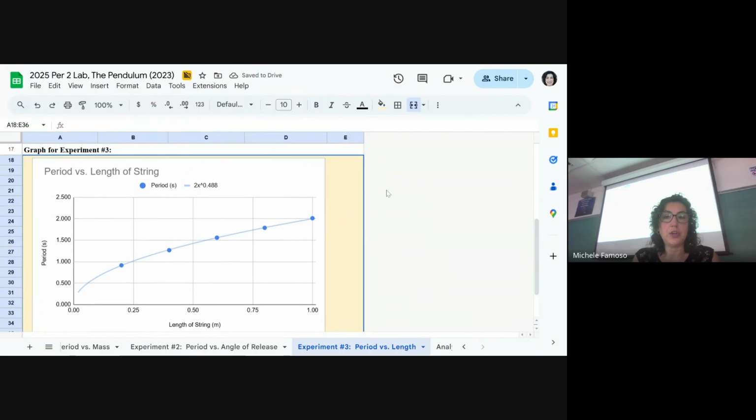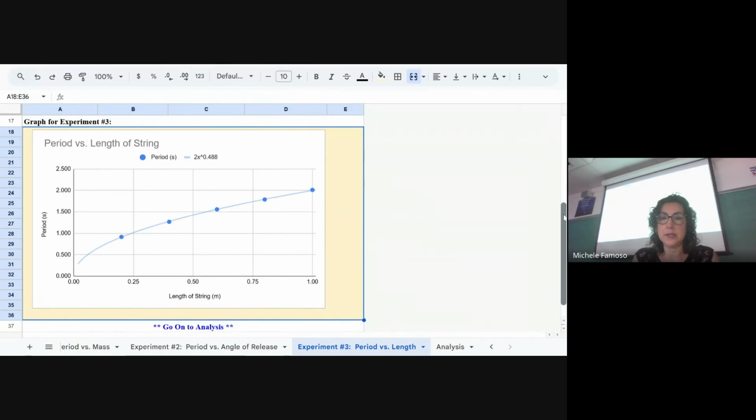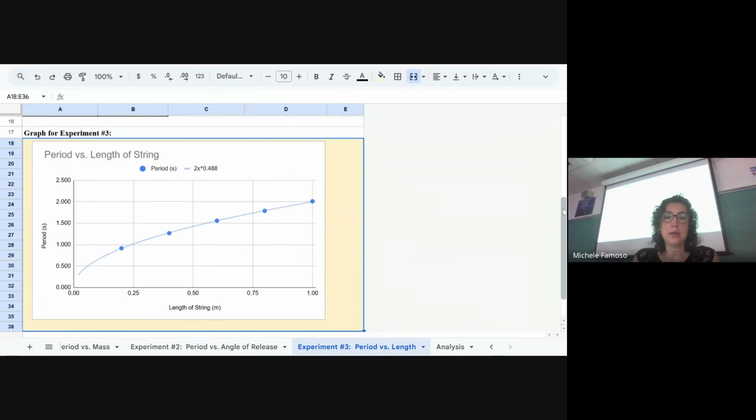If you're not sure, talk to your partner and see if they can give you some clarity on what they think it is and why. Anyone need more time for this graph? You got it? All right, let's check it.